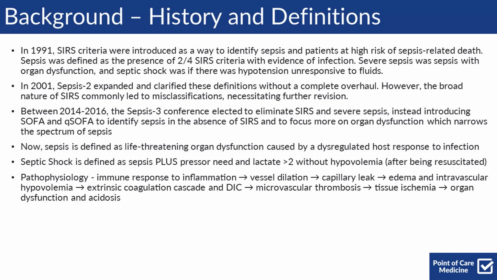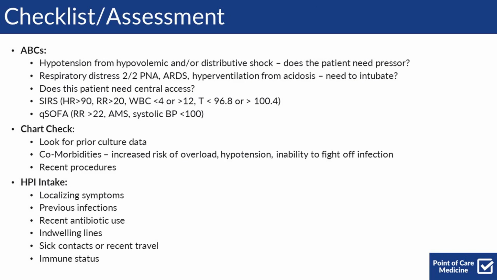Septic shock is defined as sepsis plus pressor need and lactate greater than 2 without hypovolemia, aka after you've already been resuscitated. The pathophysiology of sepsis includes an immune response to inflammation, which leads to vessel dilatation, capillary leak, edema, and intravascular hypovolemia, which then precipitates the extrinsic coagulation cascade and DIC, leading to microvascular thrombosis, tissue ischemia, and organ dysfunction and acidosis. When you're admitting a patient with concern for sepsis, here's a checklist and assessment.